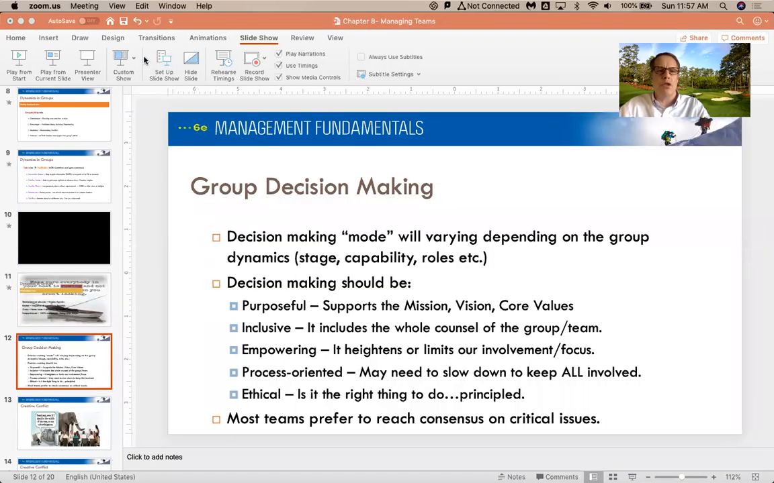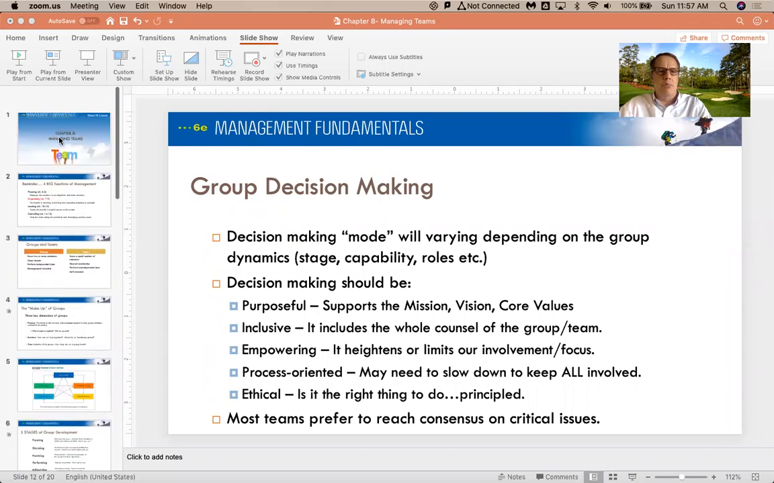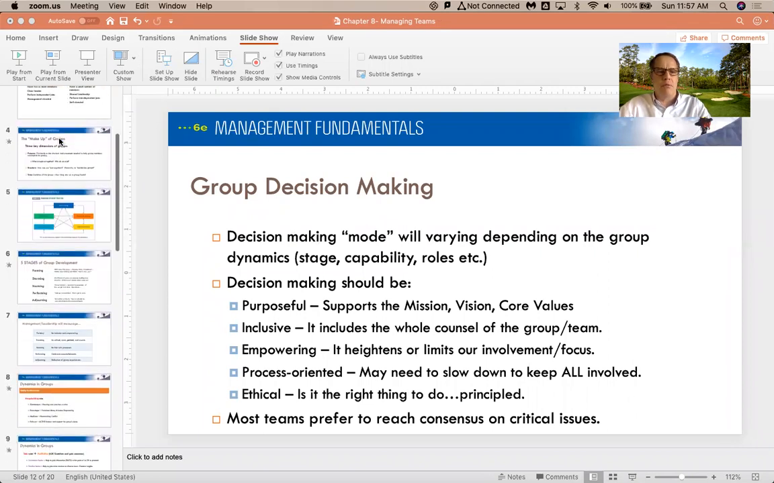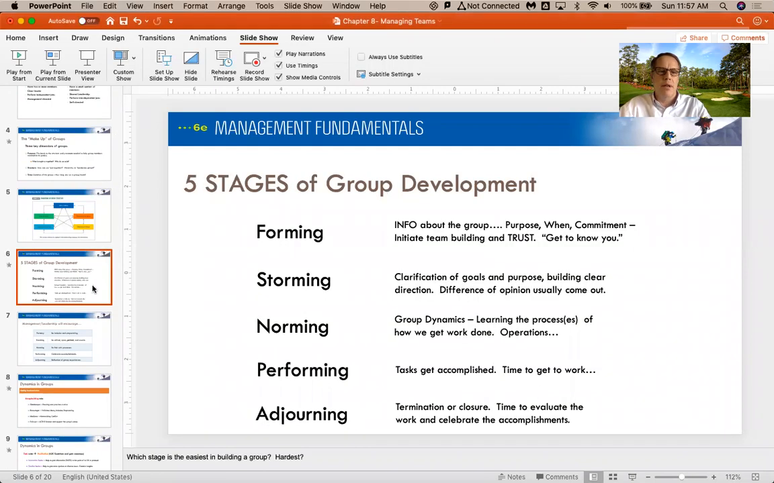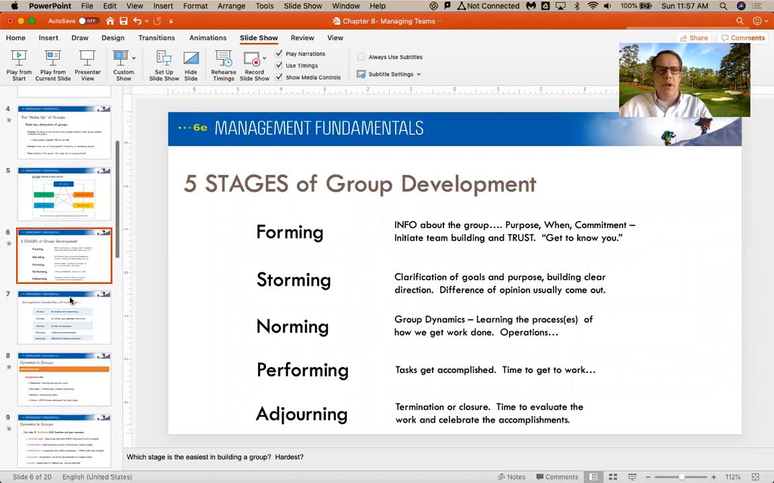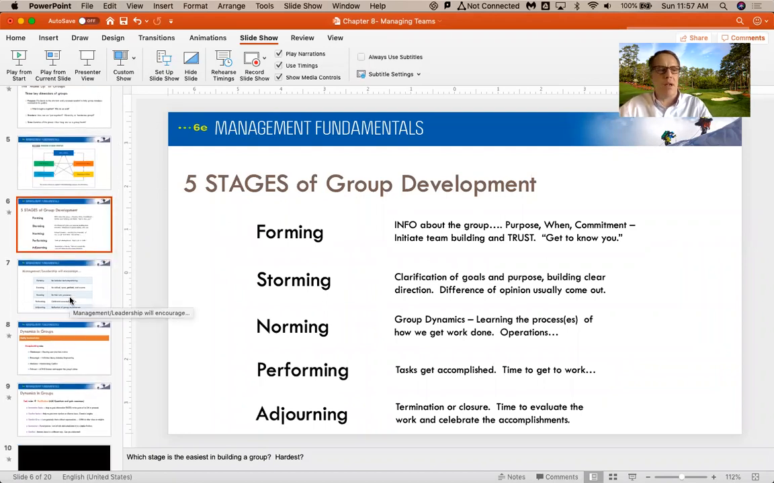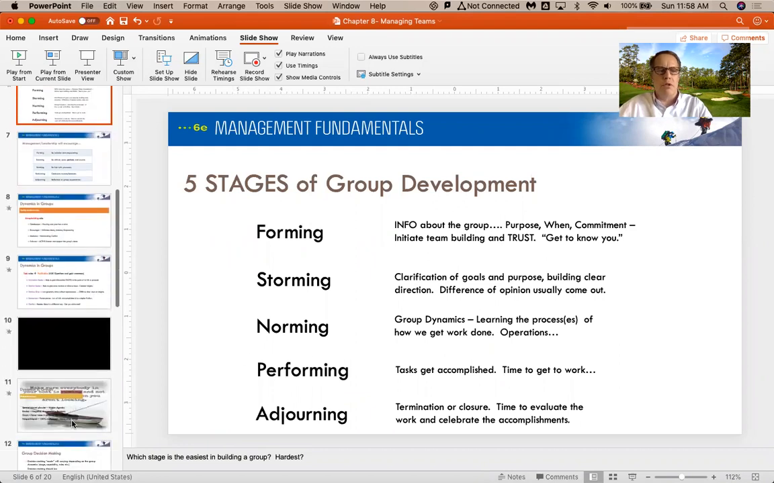This is part 2 of chapter 8. I'm not going to go through everything, but just a reminder, this slide right here is probably the key slide of part 1, the 5 stages of group development. They spent some time in the chapter extensively on that, and it's an important part. As we move into part 2, one of the things we're going to talk about right away is decision making, and knowing what stage of group development your group or team is in really will impact the way that you make decisions. So that's a little precursor to what we're going to go to.